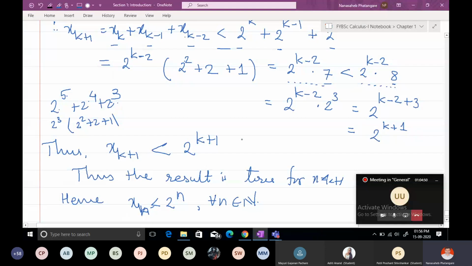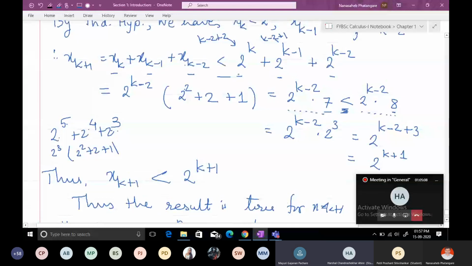Fine. Sir, how do we replace the inequality sign? Here. x_{k+1} is equal to x_k plus x_{k-1} plus x_{k-2}. Then it is a lesser than sign, but when we take 2 raised to k minus 2 common, then we directly get an equal sign. But because this quantity is 7, this bracket is 7.